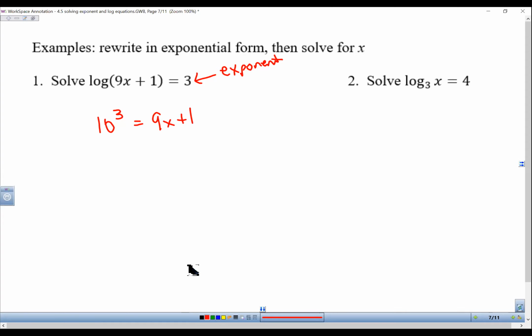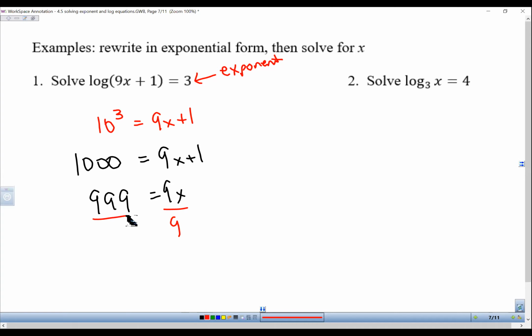So 10 to the third is 1,000. And we can subtract this 1, so we get 9x equals 999. And then if we divide by 9, x equals 111. Simple as that. All right, number 2, a little bit simpler because we just have an x.